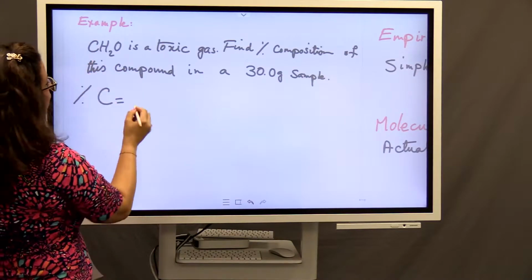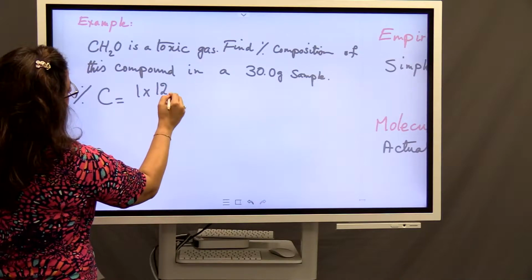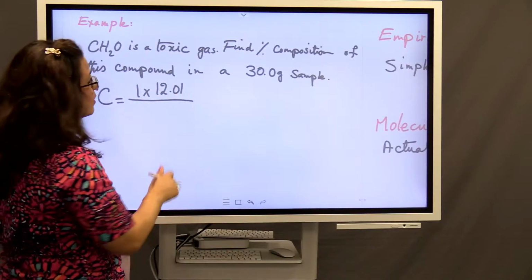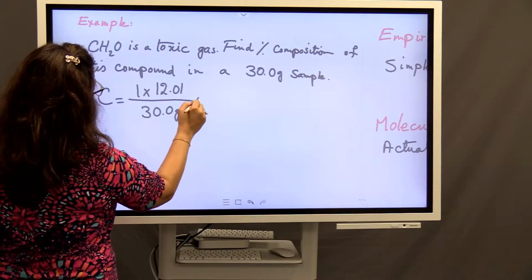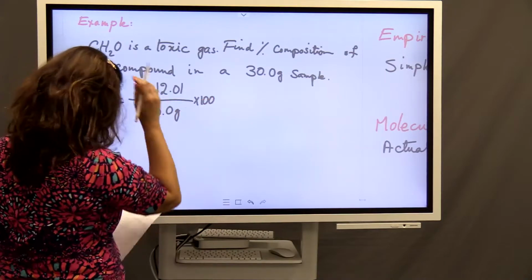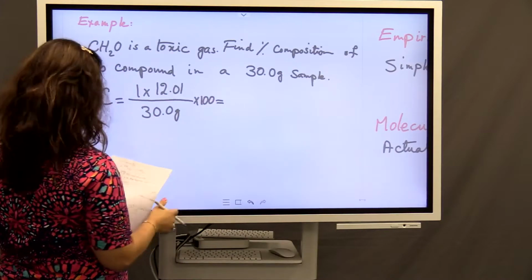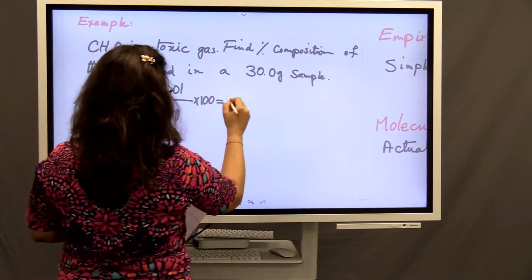You just need one, right? You just see one. What is the mass of each carbon atom? 12.01. And what is the mass of entire sample? It's given as 30 grams times 100. I have the answer, so it is 40%.